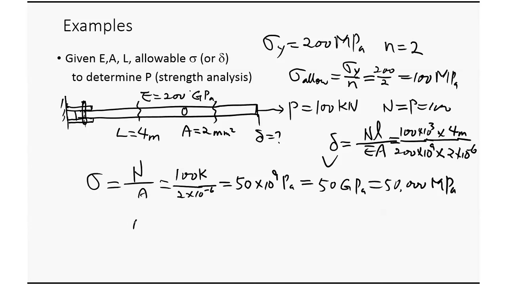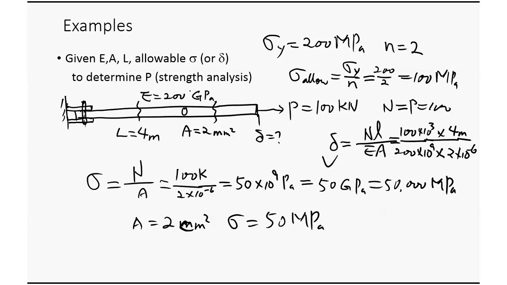For example, I can make A equal 2 millimeters square. Not millimeter, sorry, centimeter square. I can make A bigger. This is 1,000 times bigger. So in this case, what's the sigma? It equals 50 megapascal, right? Then is it safe? Yes. So basically you change the A to 2 centimeters square.